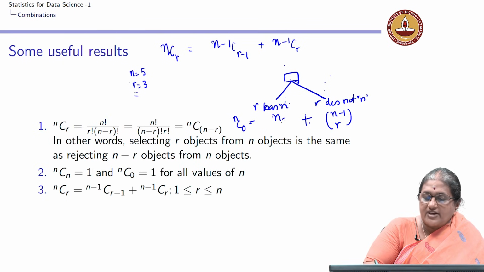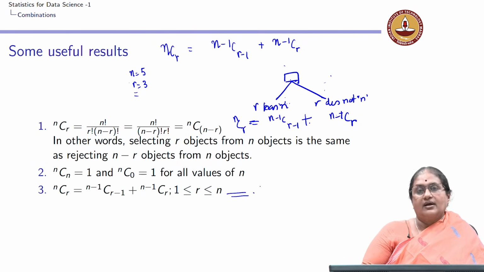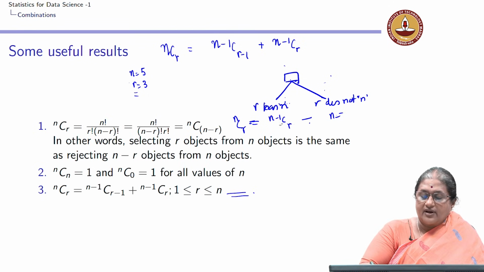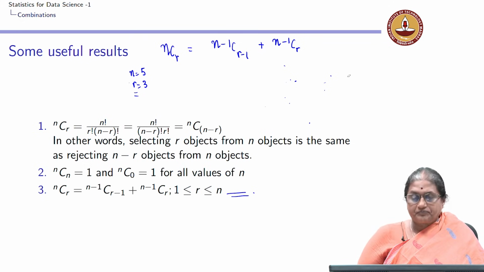I use this: n minus 1 choose r minus 1, plus n minus 1 choose r, and this is n choose r. So, this is an important combinatorial identity which we can use or apply, and we will be applying such identities whenever we go to the application aspect.